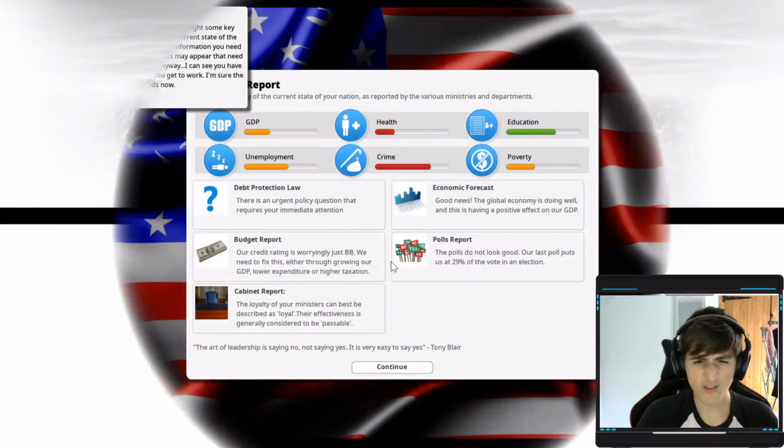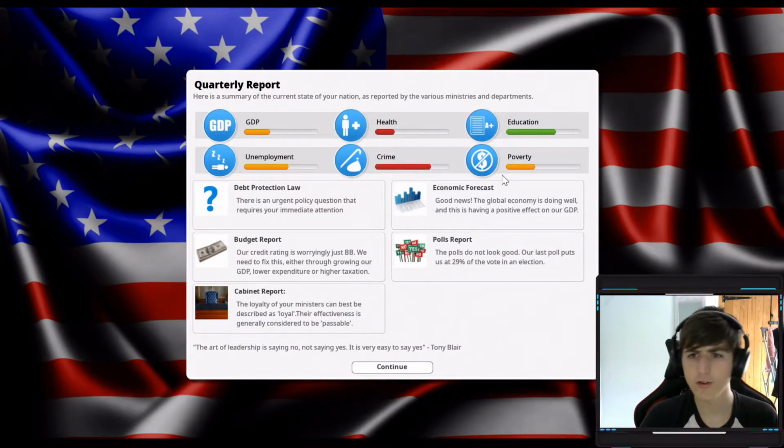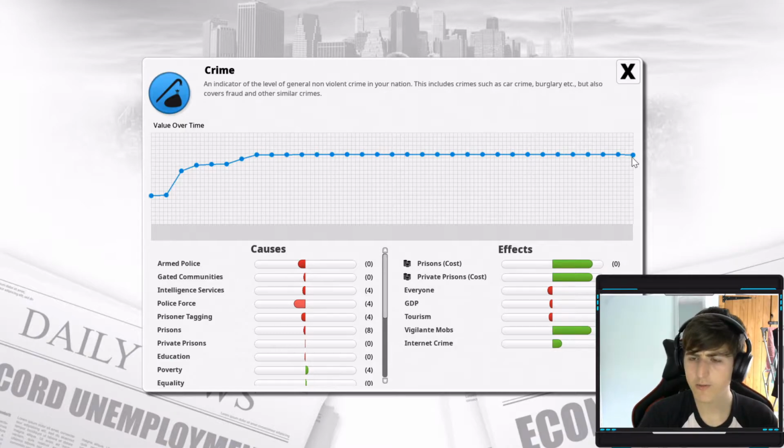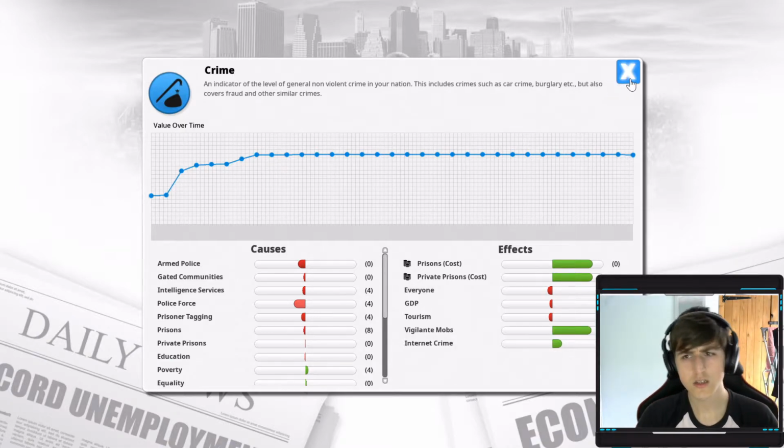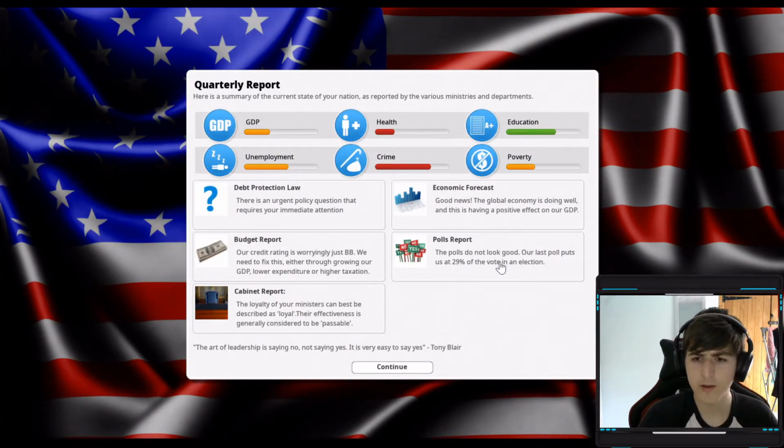This simulates, I believe, a quarter. And a couple of things come up here. You can have a look at your GDP, health, education, poverty, crime and unemployment. Crime's still quite high, but it has taken a small drop there. So hopefully this alcohol thing might be having a bit of an effect.